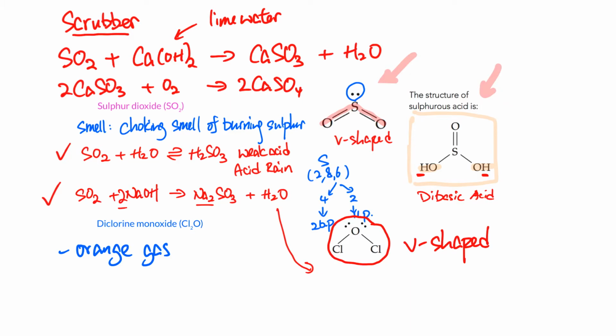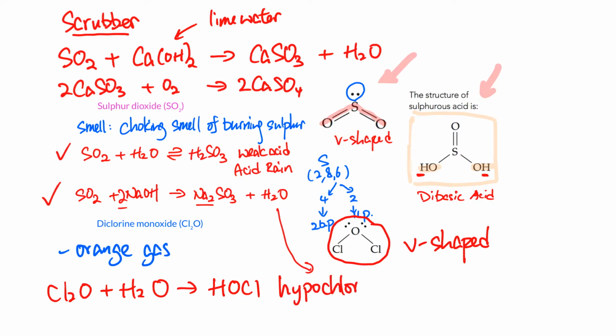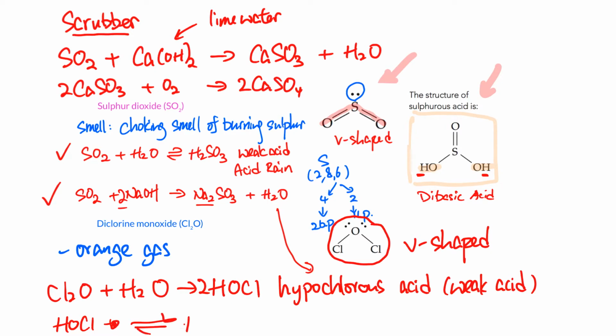So for this one, you can dissolve it in water. Cl2O can dissolve in water, and the product that they form is not HCl. The one that they form is HOCl, hypochlorous acid. Hypochlorous acid is the one that you can find in detergents. Hypochlorous acid is also a kind of weak acid, so when it dissolves in water, it will partially ionize. You'll have HOCl added into the water, and then it will give H plus and OCl minus.